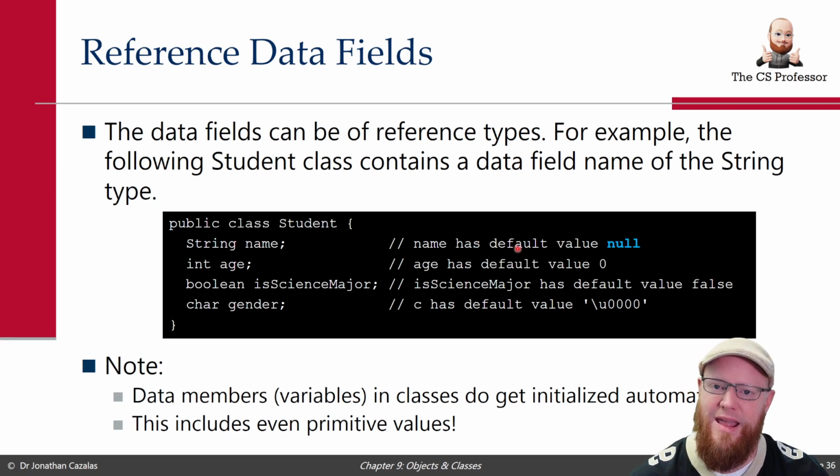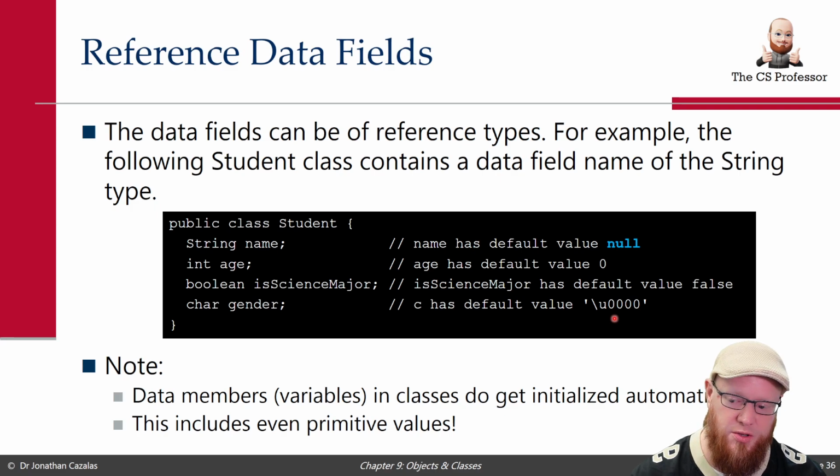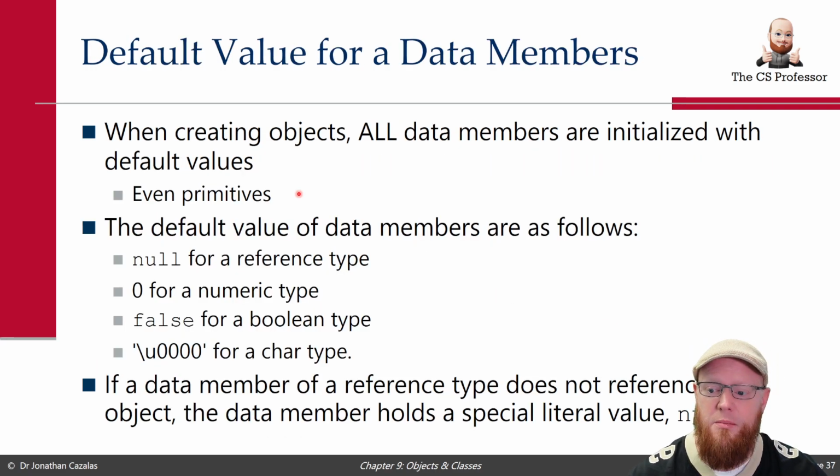It will be given a default value of null to signify that it's not pointing anywhere, that no string has actually been created. As we've seen as well, the primitives get a default value. Age will get a default value of 0. A Boolean gets a default value of false. And a char value gets a default value of the Unicode value of all zeros. So all data members will be initialized, even primitives. And here are those initial data values that can be assigned.